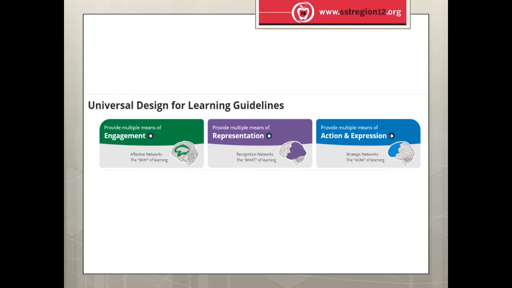The Universal Design for Learning Guidelines were created by CAST to be used as a tool for lesson design. The 3 principles address the why, what, and how of learning. We are going to look deeper into these guidelines in webinars 2 through 5.